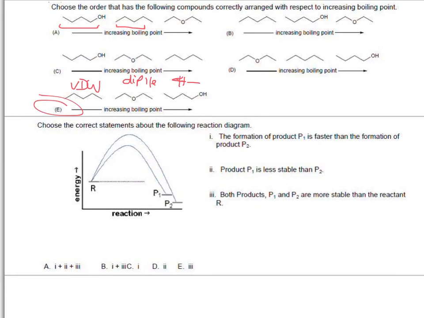Next question is, choose the correct statements about the following diagram. The diagram is given, looks like it's an exothermic reaction. Looks like between the two products, the energy of the first product, P1, is higher than the energy of P2, so 2 is a valid statement. The formation, because this activation energy is smaller, is going to be faster. So first is correct as well. And then both P1 and P2 are lower in energy as compared to R, so 3 is valid as well. So is there a choice? Yep, A is your appropriate choice.